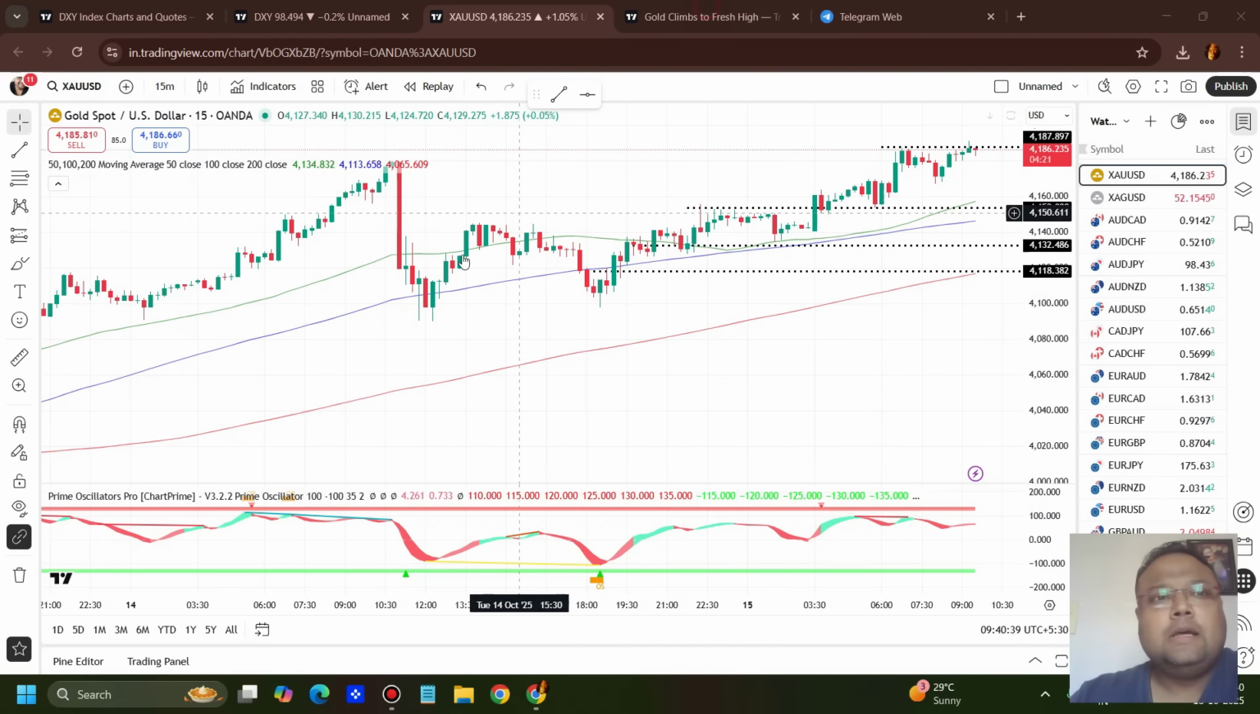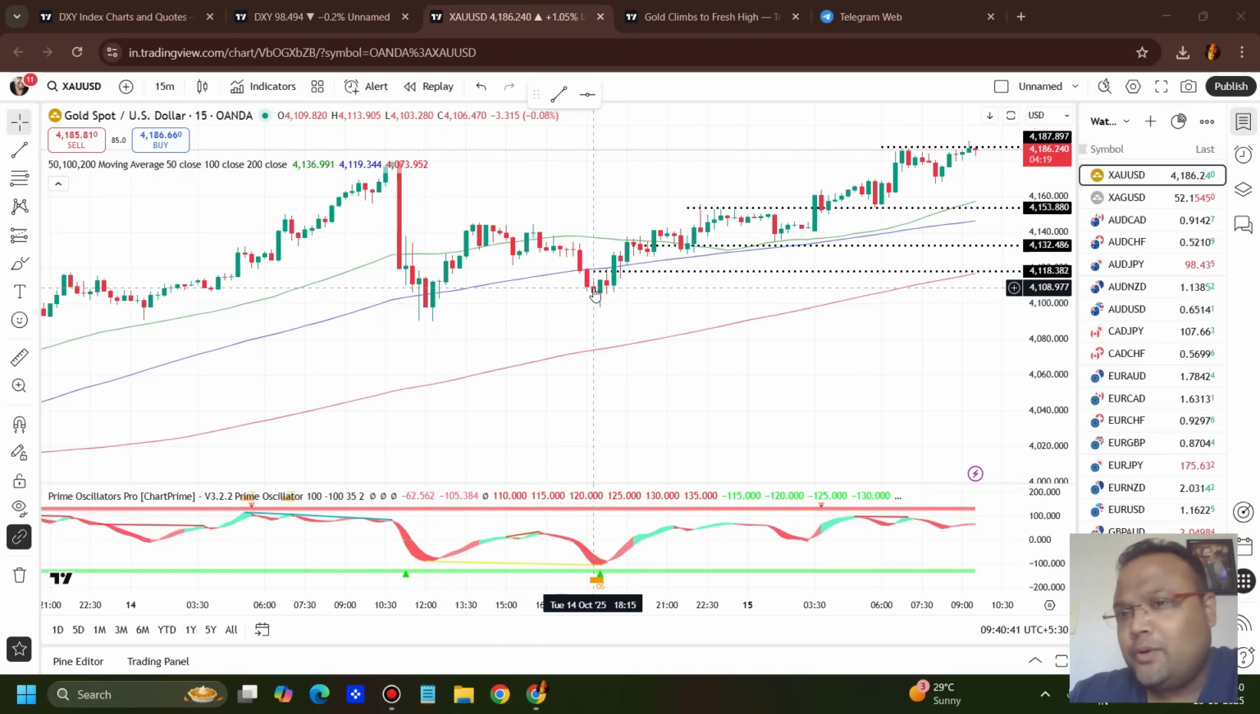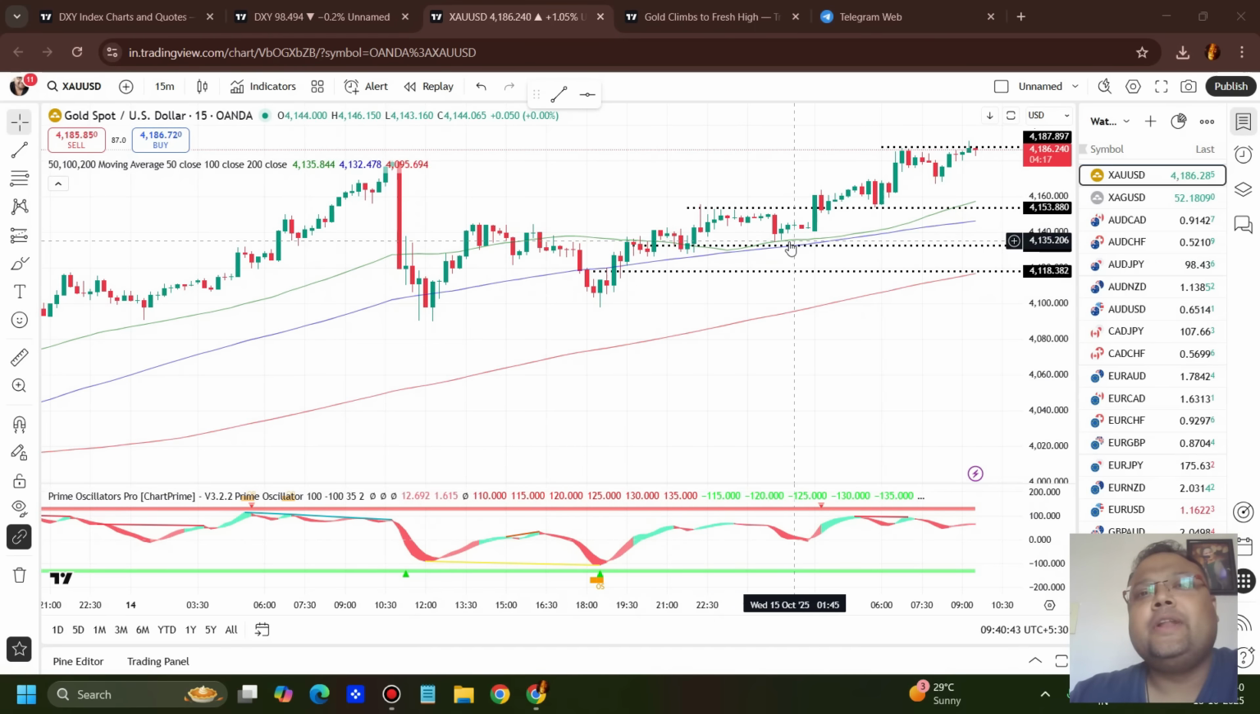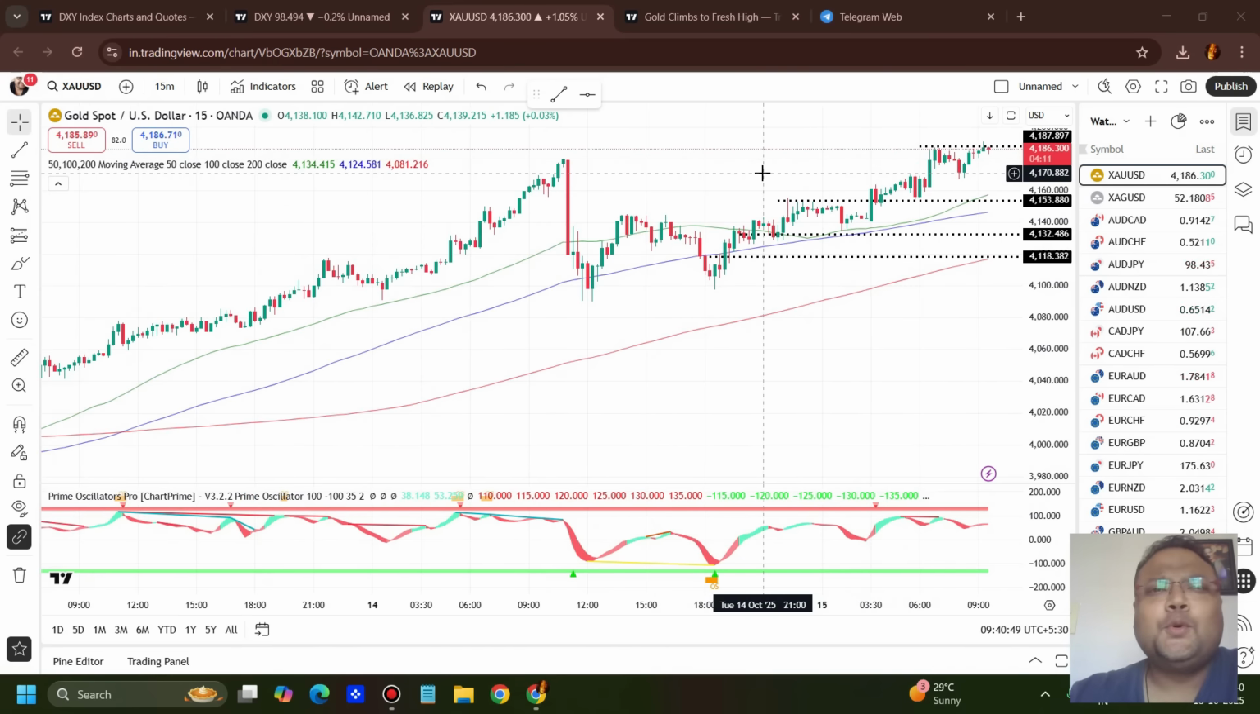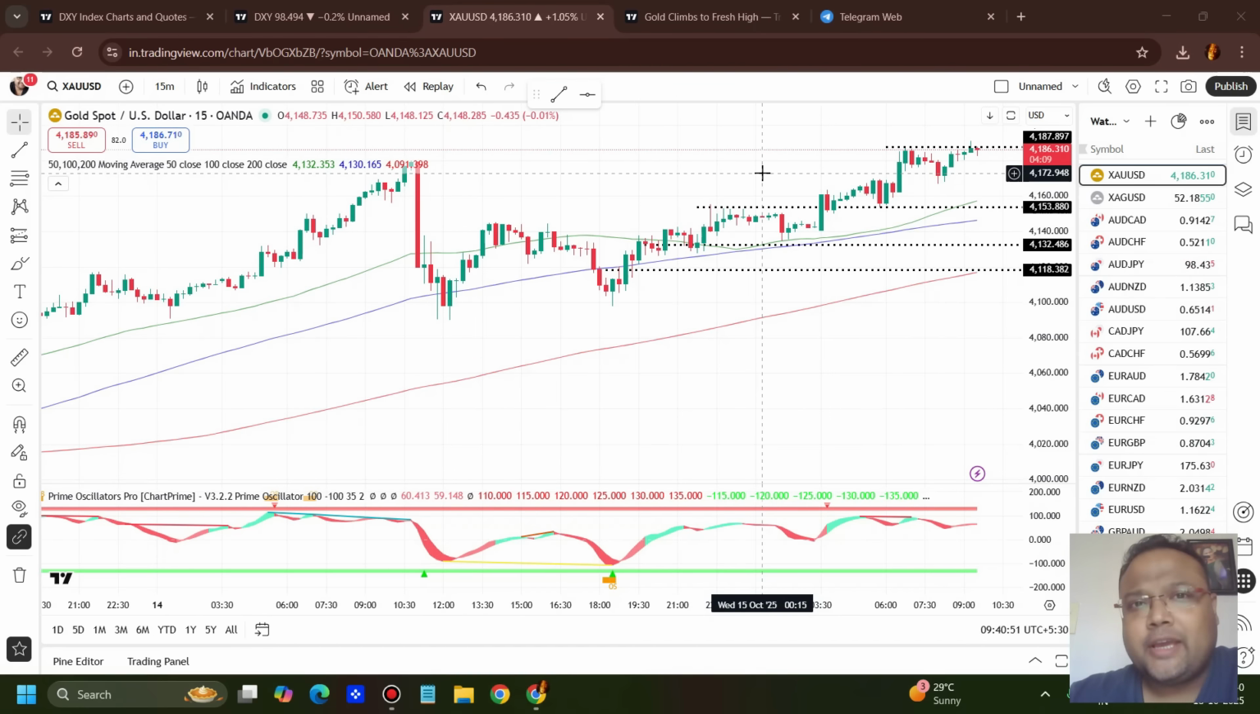So let's get started. And my dear friends, this is a 15-minute chart of gold in front of us, and we can see that gold is trading at a record high. Gold is trading around 4186, 4187 area, and gold is crazy bullish again.